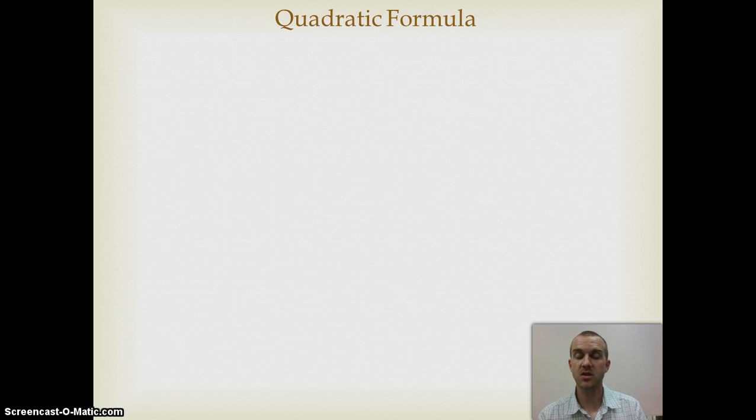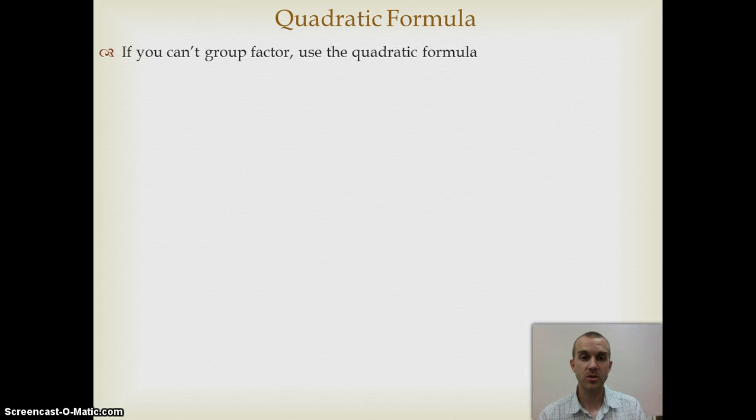Now I could also have used the quadratic formula. Quadratic formula, I keep it in that ax squared plus bx plus c situation. And what I'm going to do is I'm going to plug in the a, the b, and the c into this formula. Negative b plus or minus the square root of b squared minus 4ac all over 2a.